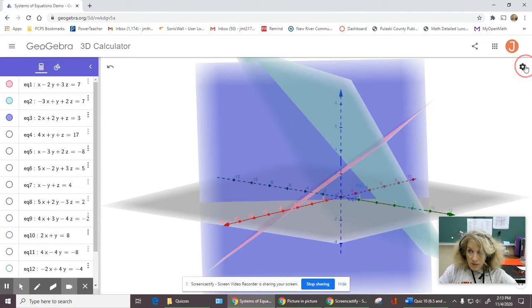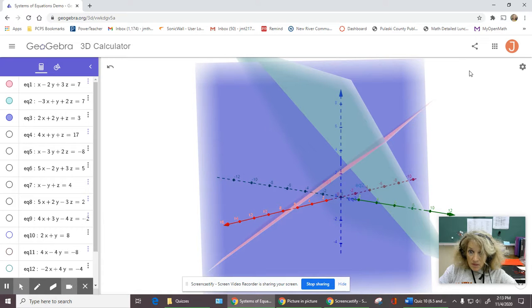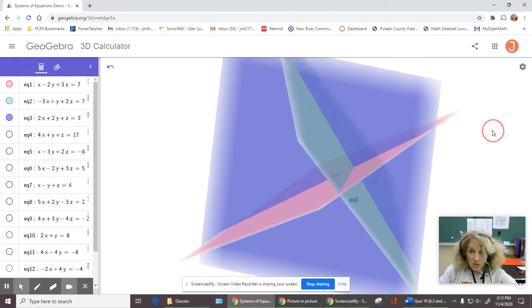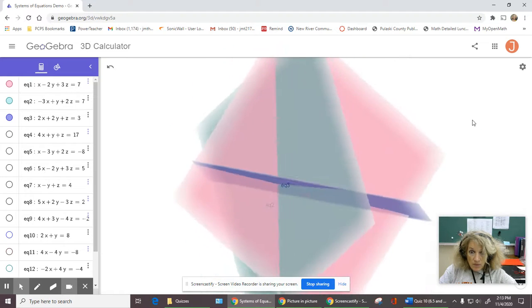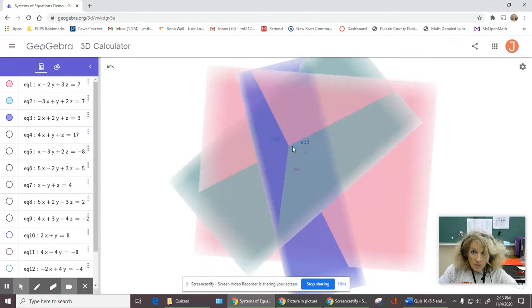Let's get rid of that tabletop and the axes so it's not so much stuff to look at. So I've got 3 planes here, and I want to show you that they intersect in one place. All right, so the one place that they intersect is right there. All right, and this is the case where you have one solution when 3 planes intersect at one point, and a point in 3D space is an ordered triple, x comma y comma z.